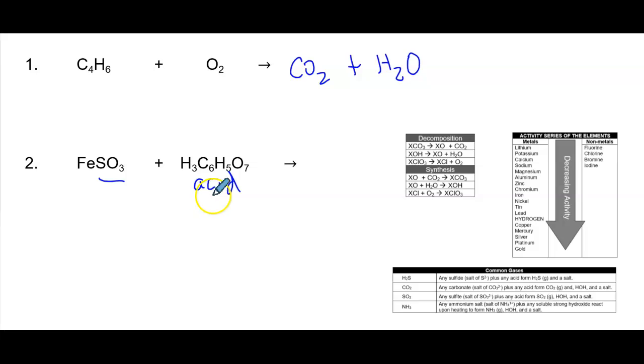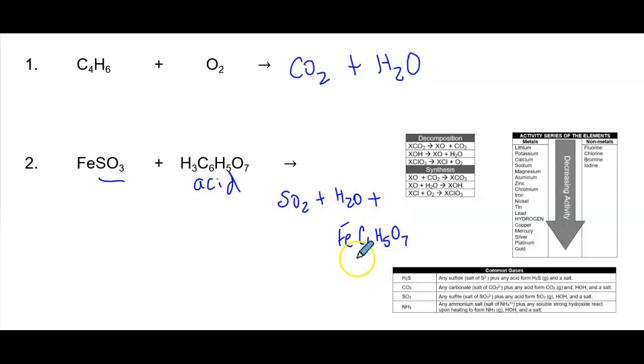Because I see an SO3 and an acid, it's a true, so then it tells me exactly what it's going to form down here. It's going to form SO2 plus H2O, or HOH, plus a salt. A salt is a front you haven't used. We haven't used Fe, it's in the front. And a back we haven't used, C6H5O7. All right, that is the pieces that go together.